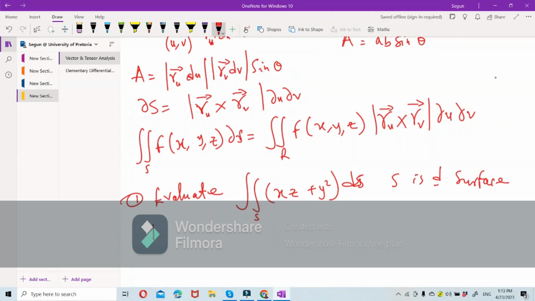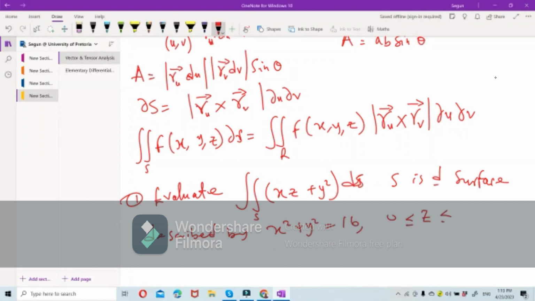Describe by x squared plus y squared equals 16, 0 less or equal to z, less or equal to 3. So how do we solve this one?